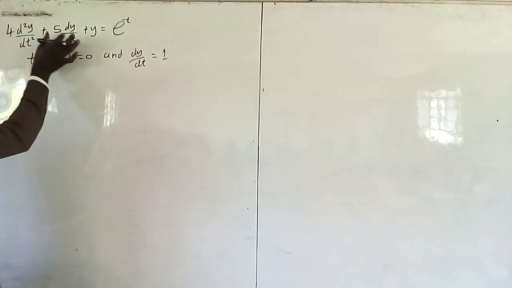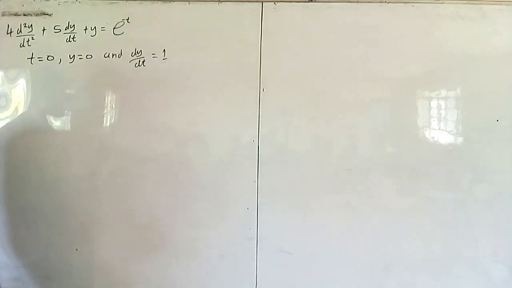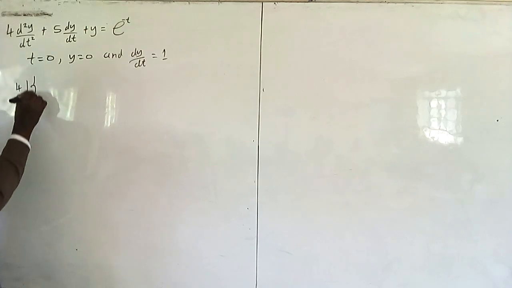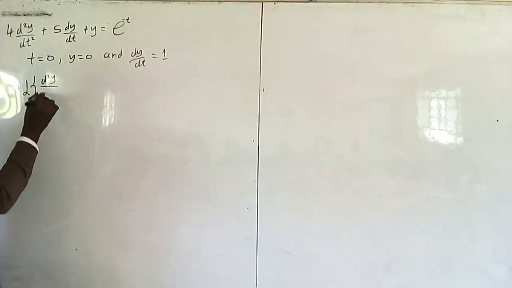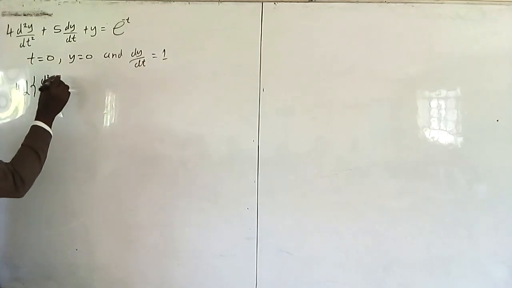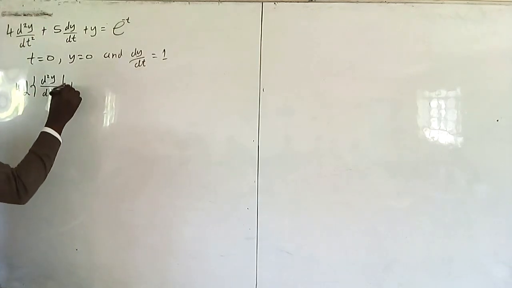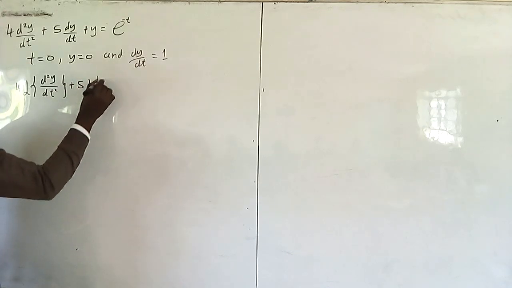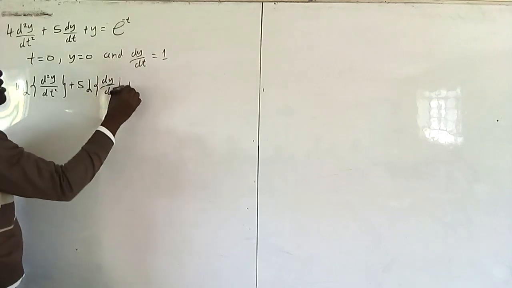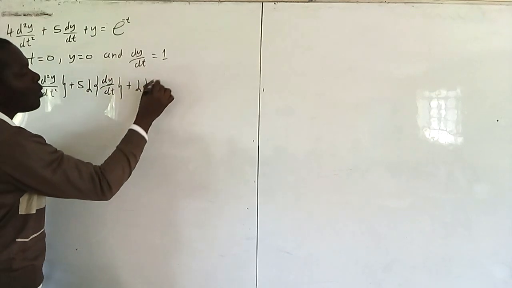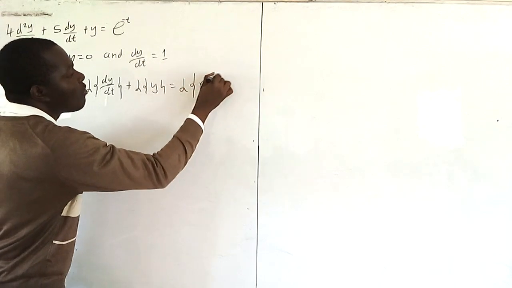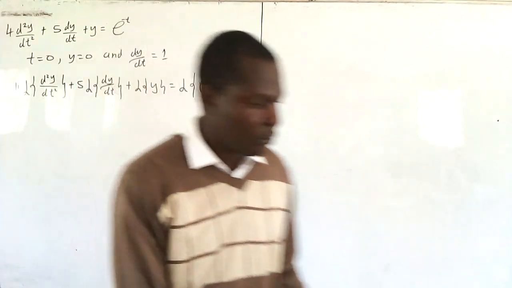So for you to use Laplace transform, you introduce Laplace on both sides of the equation, isn't it? So if you introduce Laplace here, you factorize out the constant for the Laplace transform of d squared y over dt squared. Then plus 5, which is a constant, so it is plus 5 Laplace transform of dy over dt, then plus the Laplace transform of y, equal to the Laplace transform of exponential negative t.